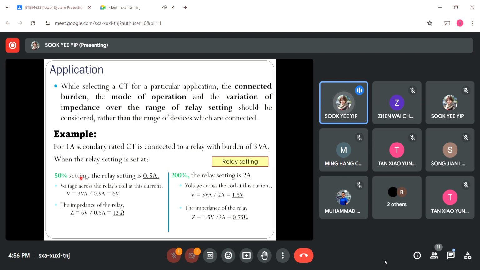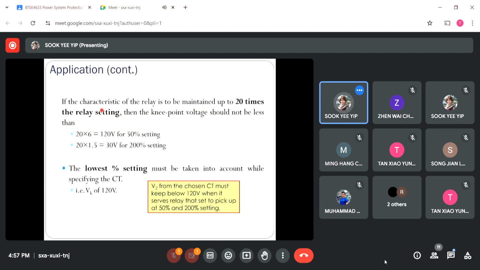The higher the setting, as you can see, the lower the impedance would be for this relay. Okay, so let's say I want this current transformer to pick up in these two situations. I'm considering the relay pick up from 50 up to 200%. I will change the setting. So how can I determine whether this current transformer is able to work or not? Now let's move to the next slide.